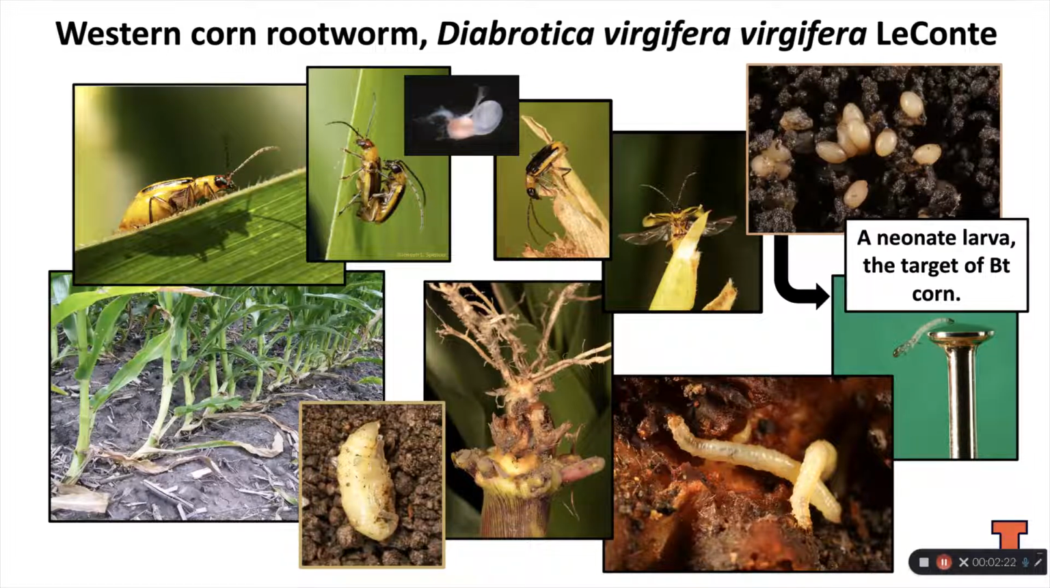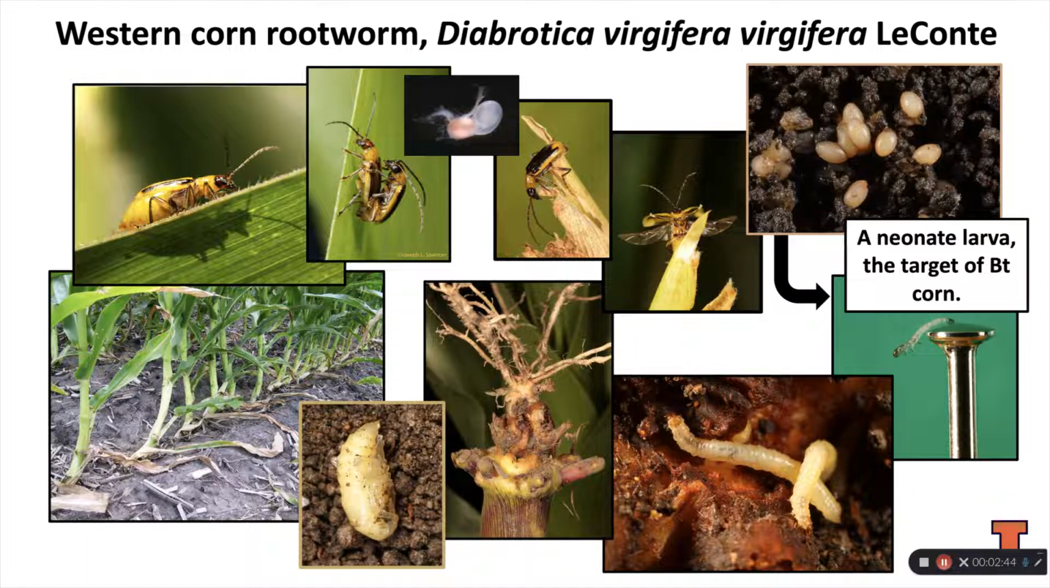So before I start talking about the biology, let's figure out where to start. I think starting with the eggs is a good place. On the upper right, we see some western corn rootworm eggs resting in the soil. They were laid there the previous summer, and they've spent the winter in the soil. Around May 1st, those eggs will hatch.